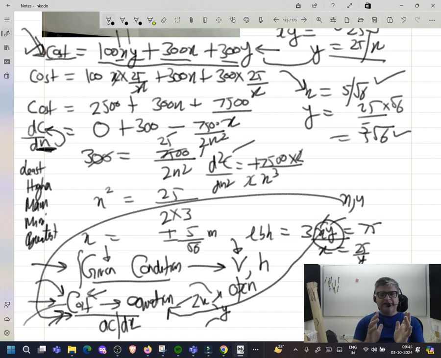So I hope you understood how to handle a maxima minima question. All you need to do is practice 2-3 questions in which material is involved, volume is involved, surface area is involved, a triangle is involved. 4-5 questions done with logic will ensure that you're able to do almost all the questions.